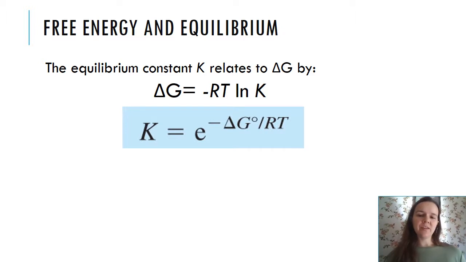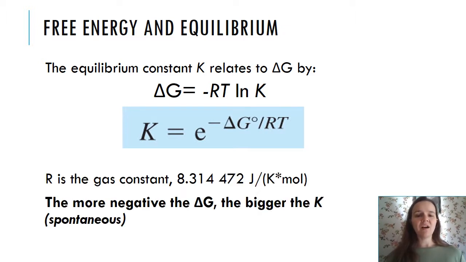And so what's going on here? Well, T again is temperature in Kelvin, R is our gas constant, and the more negative your delta G is, the larger positive K you have, so spontaneous. We know that makes sense because a higher concentration of products means that it went forward into the right-hand side of the reaction.